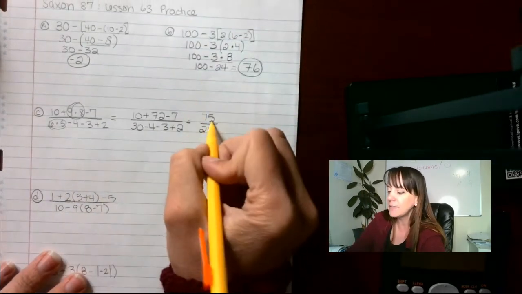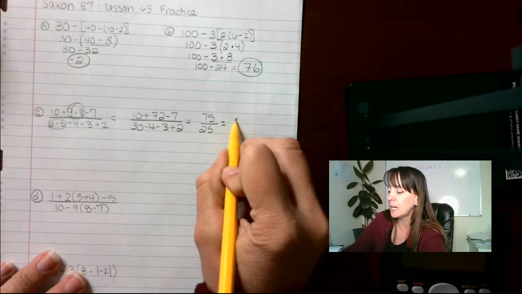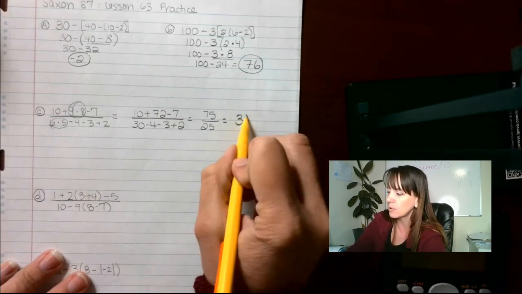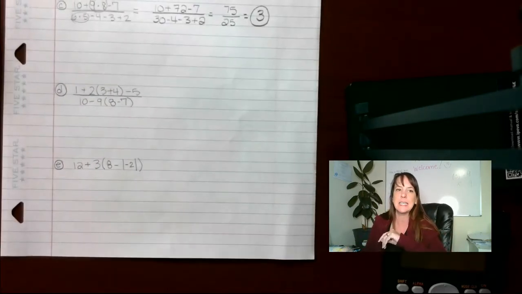So 75 divided by 25. 25 goes into 75 3 times. Think about if you have quarters, right? You would have 3 quarters if you have 75 cents. Okay, let's look at D here.